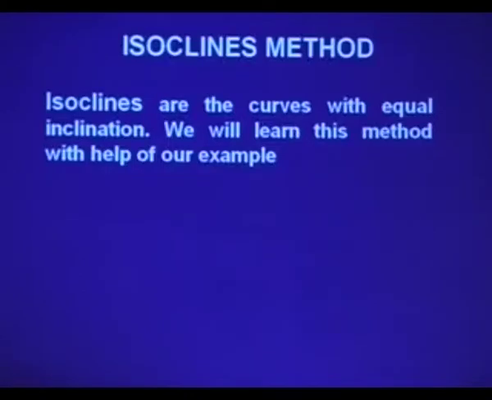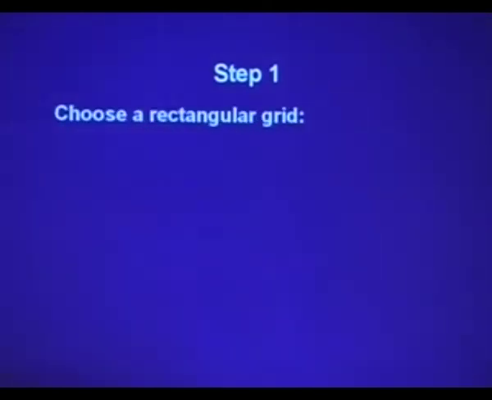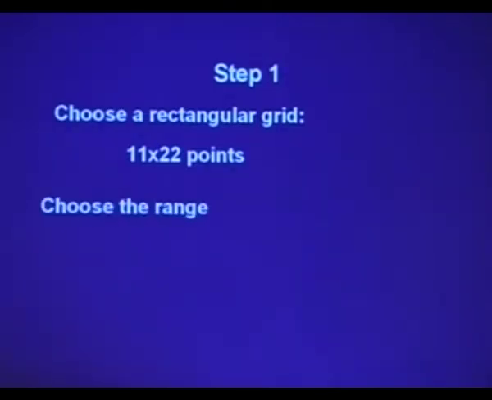Now, we will learn this method with the help of our example, dy over dx equal to y, or we call it y dash is equal to y. So, let us start step by step. The first step would be to choose a rectangular grid. Suppose here I choose 11 cross 22 points, so that it is dense enough, but it will be dense enough only if I choose the range accordingly. So, we choose the range, say for x minus 1 to plus 1 and for y minus 2 to plus 2.